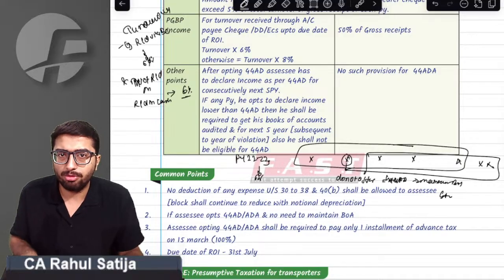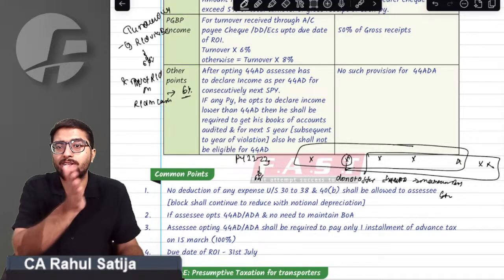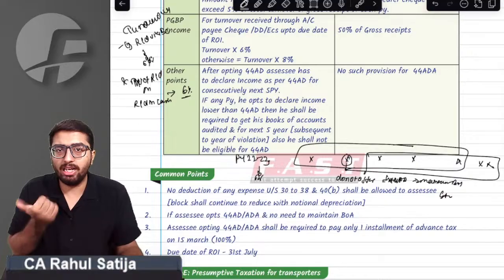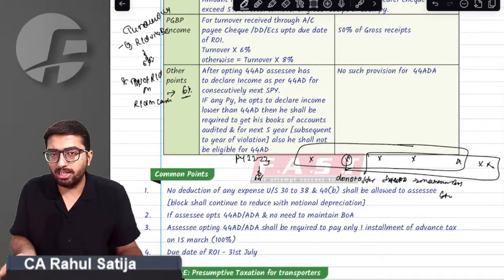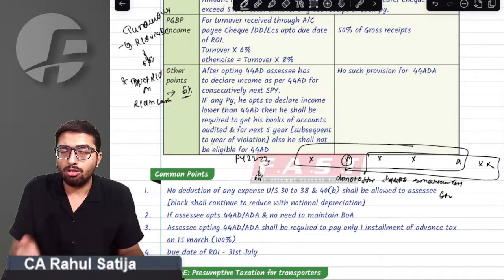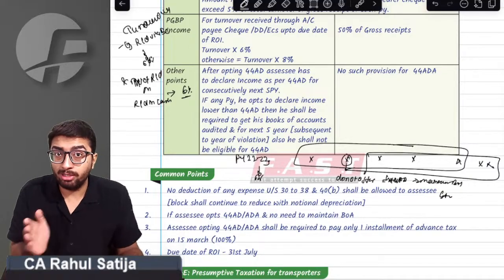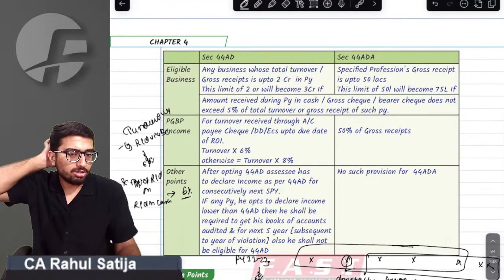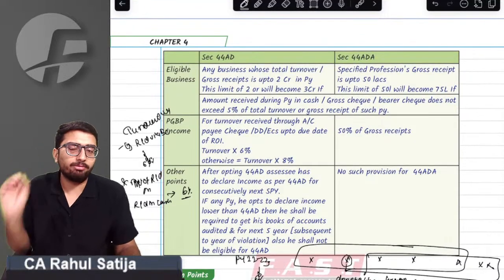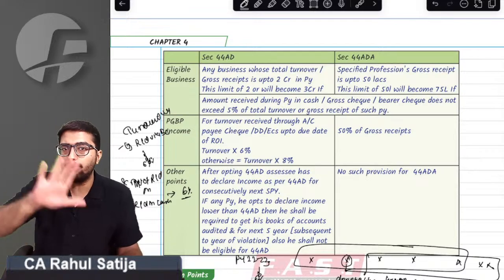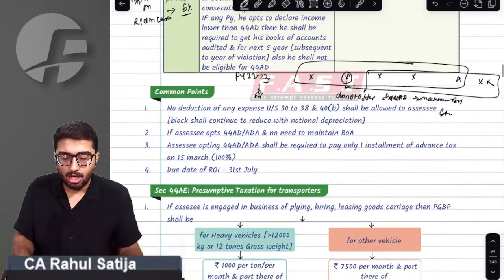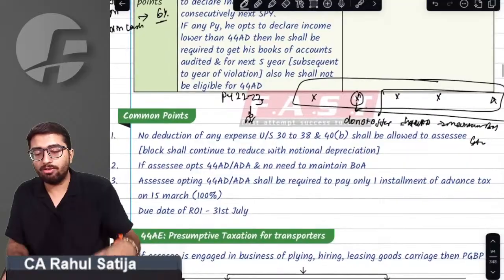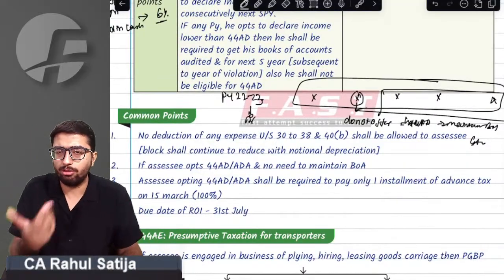At last, sir, if you opt for 1 year, you have to opt for the next 5 years also. If you opt out in any of the years, then in that case you have to maintain books of accounts, you have to get them audited, and you cannot opt for 44AD for the next 5 years. Sir, simple provision it is. Also, if 95% of your turnover is via banking channel, then in that case the 2 crore limit will become 3 crore rupees.